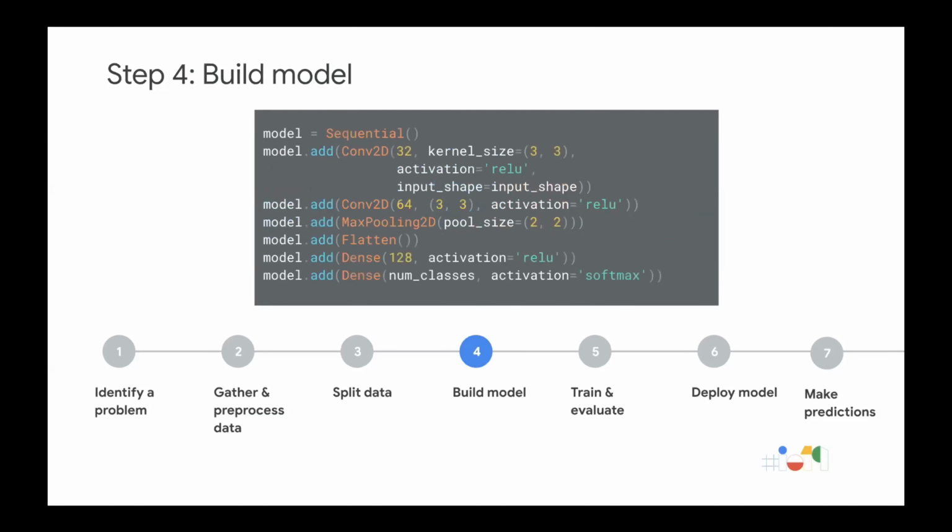You'd import that. And then here we're using TensorFlow's sequential API. What this means is that in our neural network, we're adding layer after layer. So you say add. Each time you call add, you're adding another layer to that neural network.